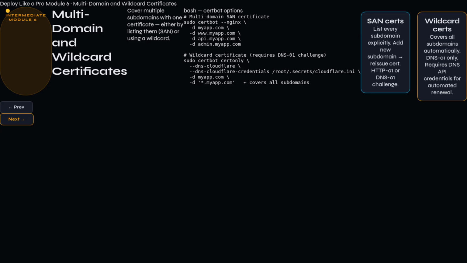Trade-offs. Multi-domain SAN certificates require you to list every subdomain. If you add a new subdomain, reissue the certificate. Wildcard certificates cover all subdomains automatically but require DNS API access for the challenge. Let's Encrypt wildcards are valid for 90 days and require automated renewal via DNS-01. The Nginx configuration for a wildcard certificate is the same as a single domain certificate in ssl_certificate. The difference is the certificate file itself covers more domains.